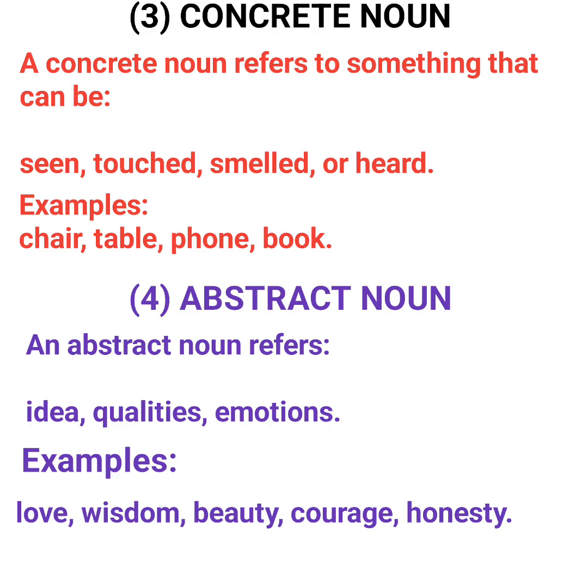The fourth type we mentioned is abstract noun. An abstract noun refers to idea, quality, emotions. In other words, abstract nouns are nouns that cannot be seen, that cannot be touched, they can only be felt. For instance, love, wisdom, beauty, courage, honesty. All these examples are examples of abstract nouns because they cannot be seen.